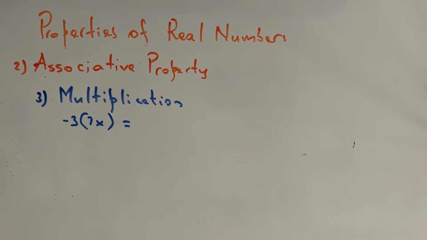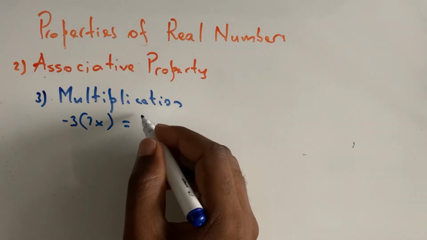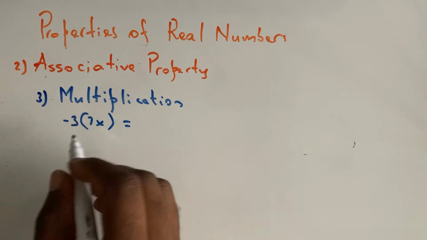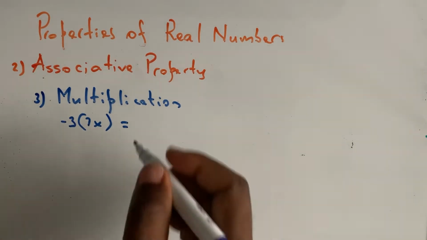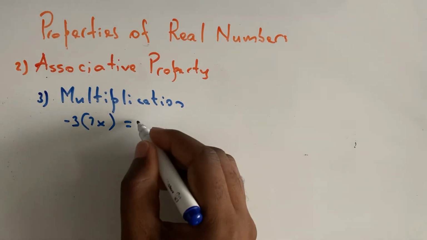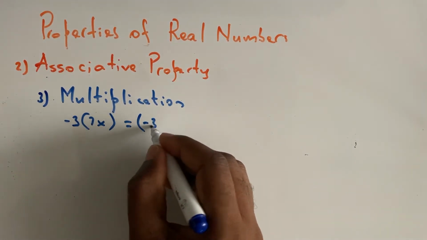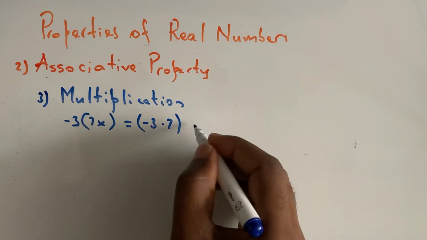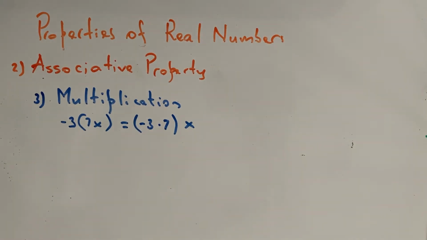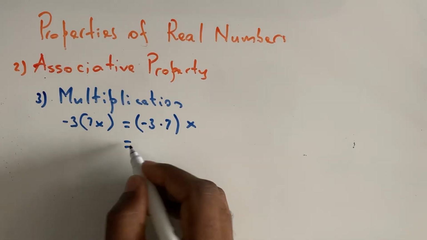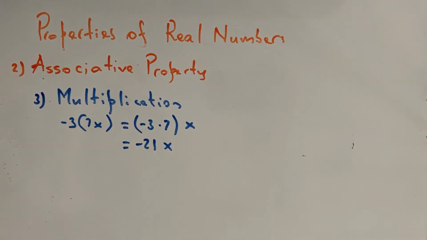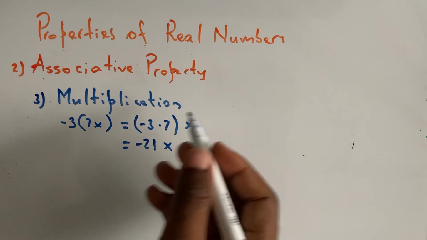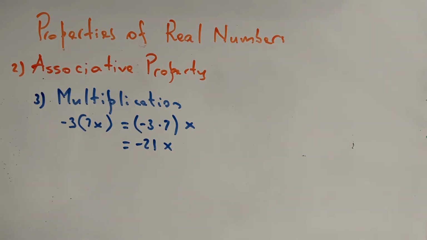Well, this is the same thing, and again, you do that just to combine like terms or to simplify whatever you have. In this case, we can multiply. We can choose to multiply the -3 and the 7, and leave the x. It's still the same thing, associative property of multiplication, okay? Now, in this case, we'll have -3 times 7, which is -21, and x. -21x, okay? This is the associative property of multiplication.